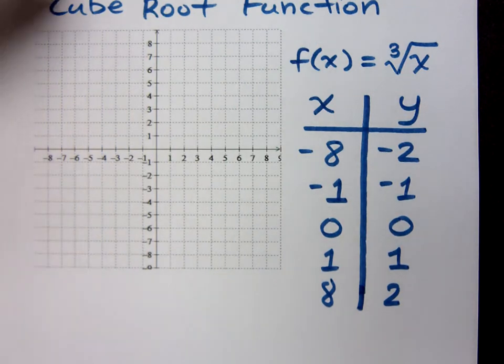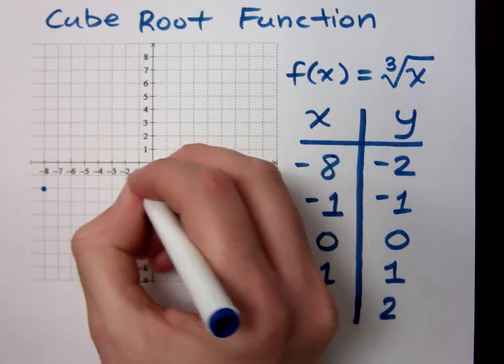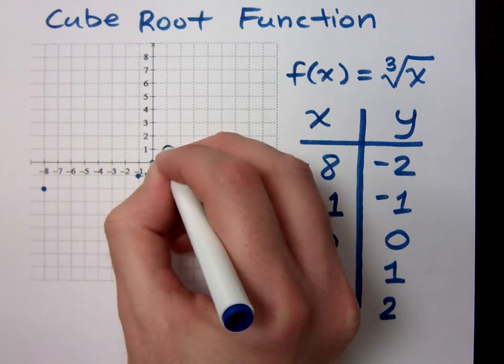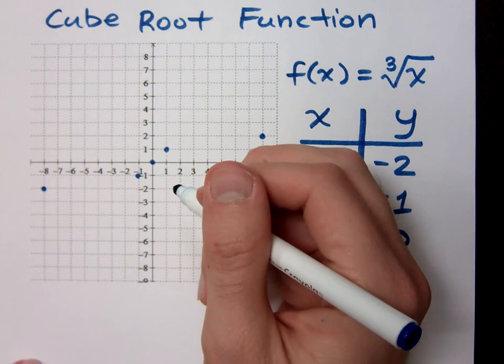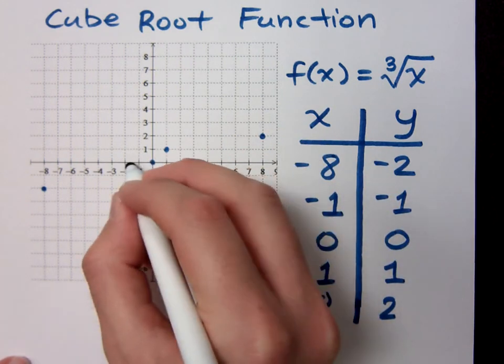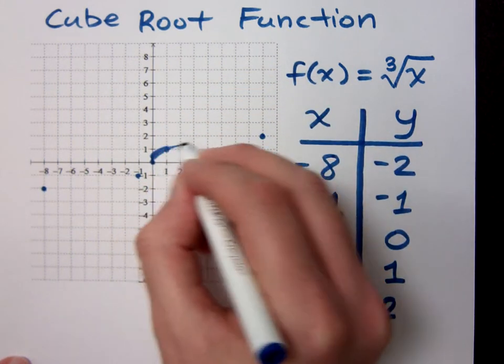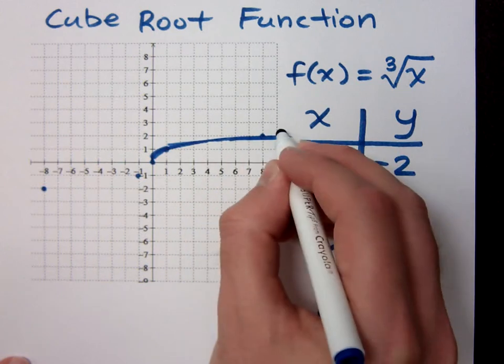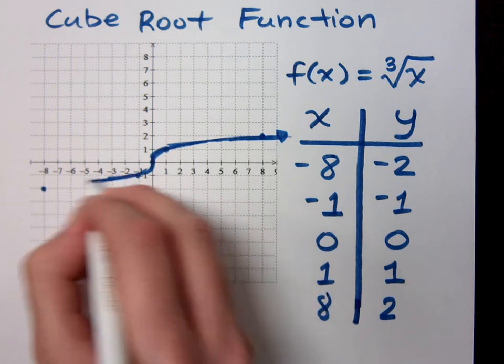So that's why I have this guy. Negative 8, negative 2, negative 1, 0, 0, 1, 1, and 8, 2. When you get the shape of this, it looks a lot like the cubing function, except it's not flat horizontally here. It's flat vertically. It's like you're doing kind of a square root on one side like this, and then you're doing that down here as well.